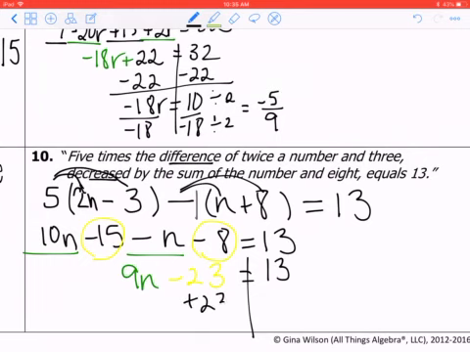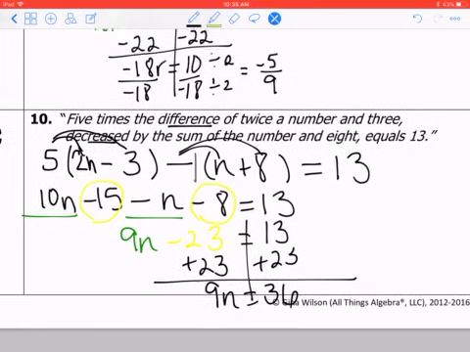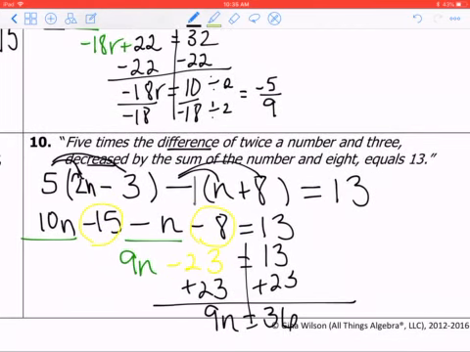Add 23. We should get 36. I'm running out of room here. Okay. The last step would be to divide by 9. So n equals 4 in this case.